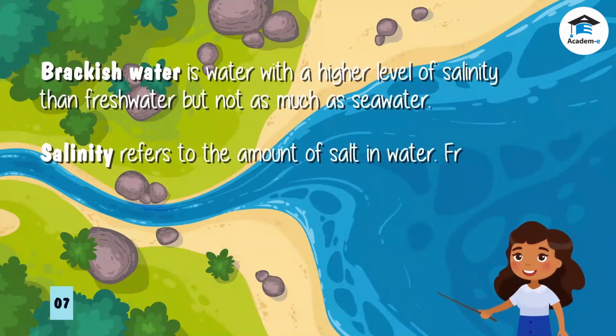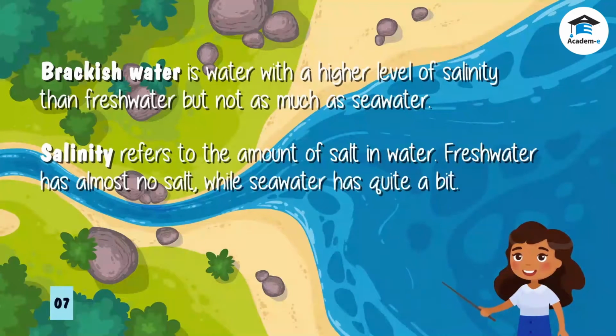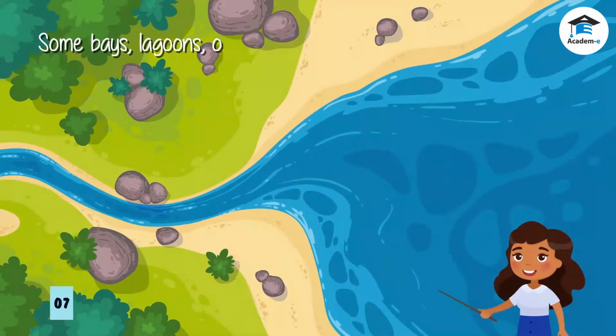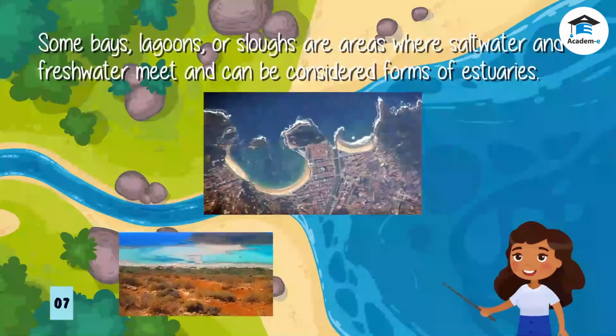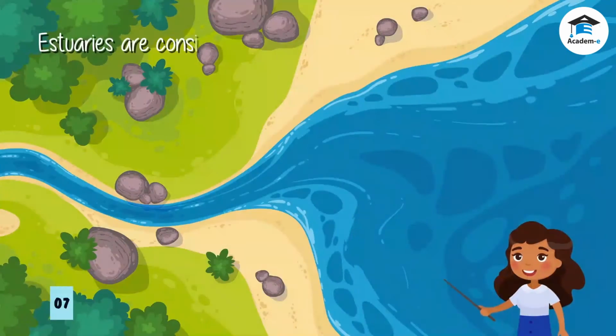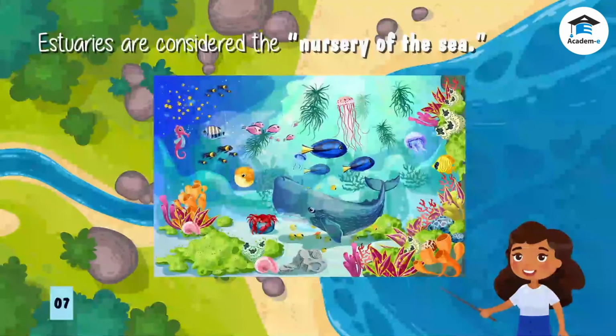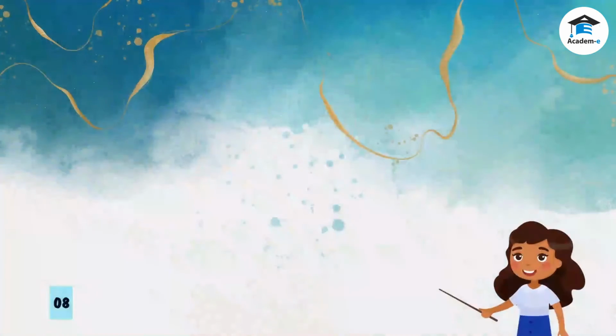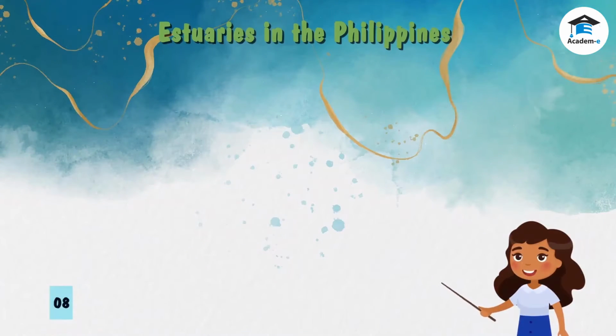Salinity refers to the amount of salt in water. Freshwater has almost no salt, while seawater has quite a bit. Some bays, lagoons, or sloughs are areas where saltwater and freshwater meet and can be considered forms of estuaries. Estuaries are considered the nursery of the sea, because they have the ideal conditions for fish and shellfish reproduction. Estuaries come in all shapes and sizes.